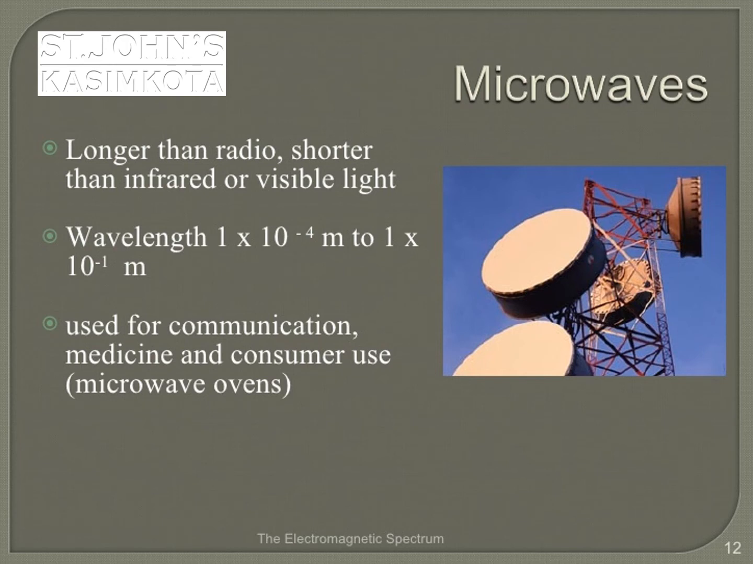Let's try to know about different types of light waves, starting with microwaves. Microwaves are longer than infrared waves or visible light but shorter than radio waves. The wavelength of them is from 1 into 10 to the power of minus 4 meters to 10 to the power of minus 1 meter. Microwaves are useful in the field of communication, medicine, and also for consumer use. They play an important role in the fight against cancer.